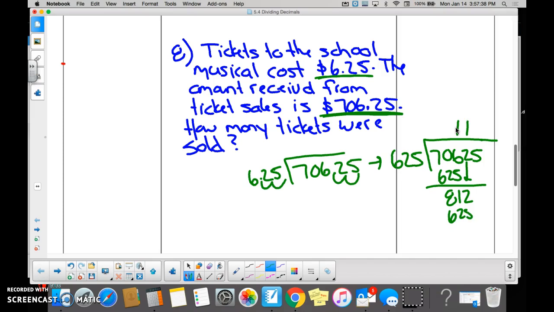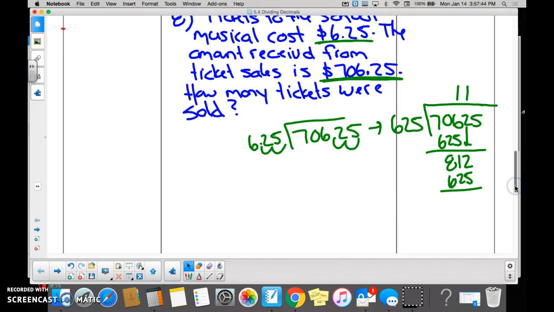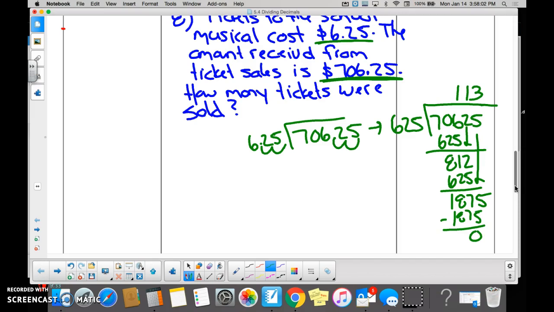I'm going to subtract. That would be, let's see, 187. If I do that in my brain, bring down the 5. We've got 1875. 625 goes into 1875 3 times. Again, I didn't need my calculator. Good job, me. Together, that is 1875, and I'm left with 0. So I know that we sold exactly 113 tickets.